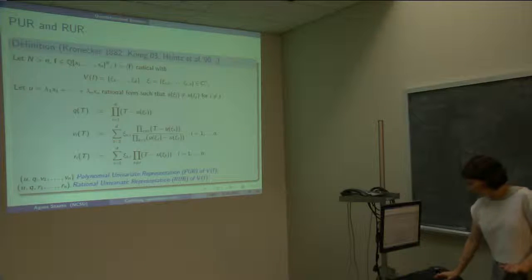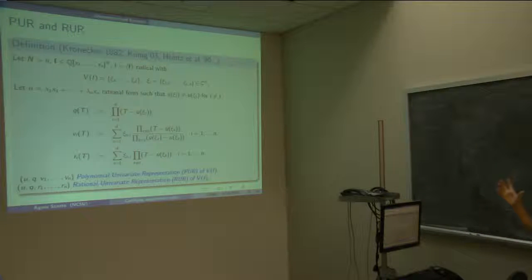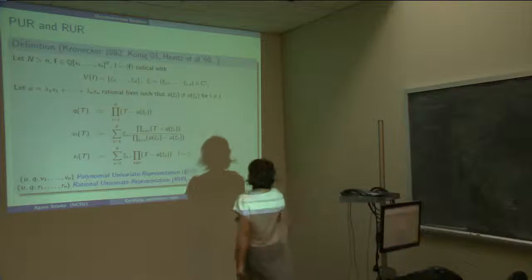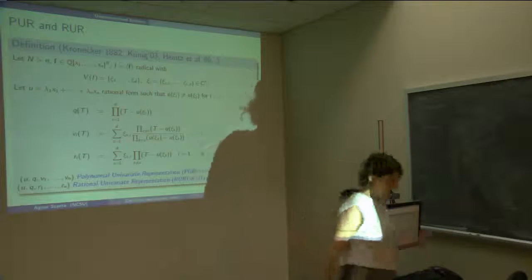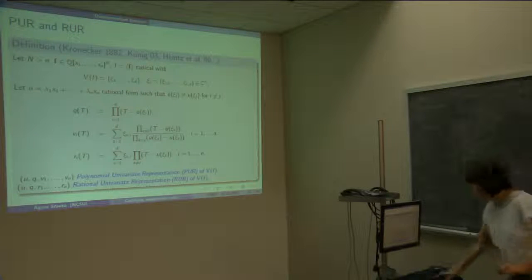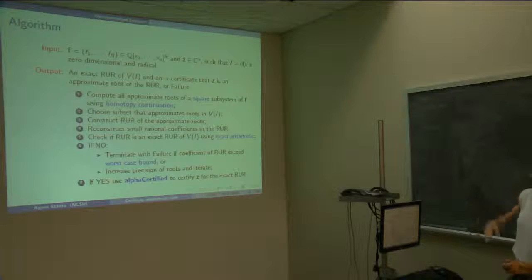So this I'm not going to talk about because it's just minor details about the representation that you use, that there are better and worse representations. One is called polynomial, the other is rational. But what you can see here is that no matter what you use, this is like a Lagrange interpolation that you need to compute. And this is again the algorithm.